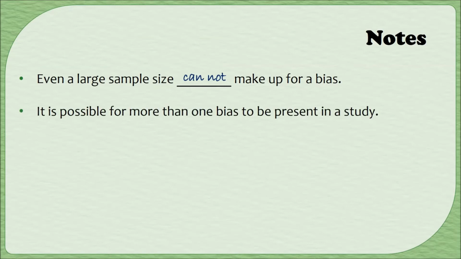Also, as I mentioned before, it's possible for more than one bias to be present in a study. The way that this is typically resolved in a class is we'll ask you, what is the bias most strongly exhibited? But in the real world, there may be overlapping biases.